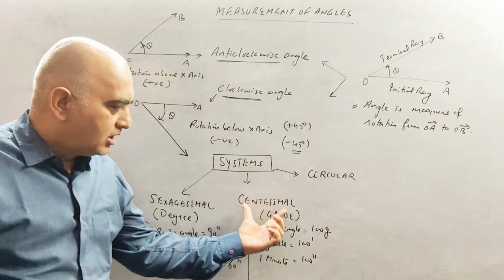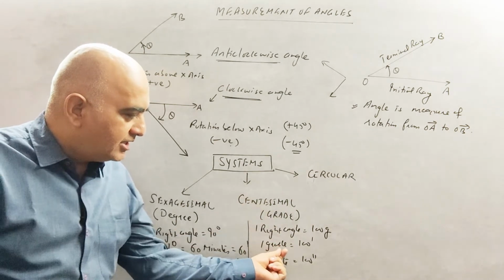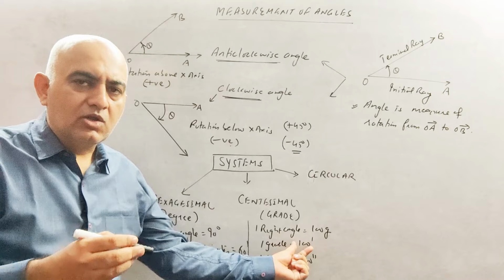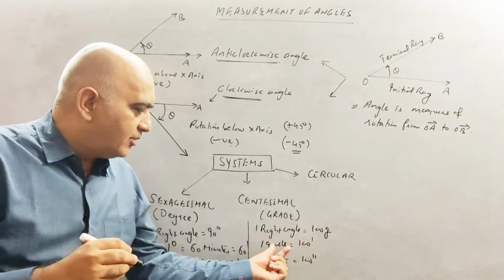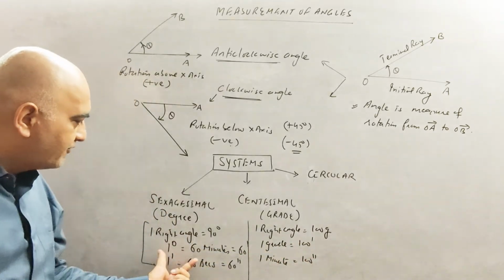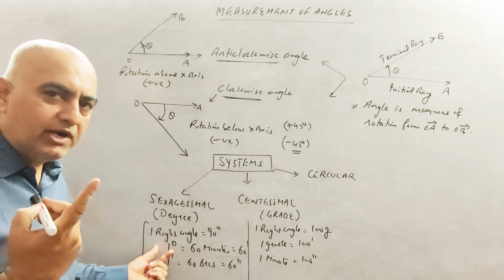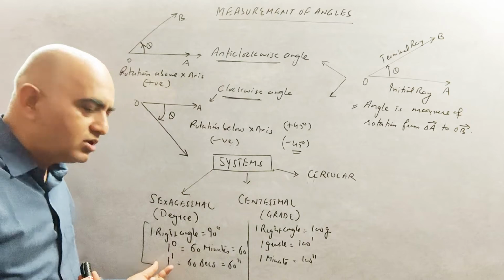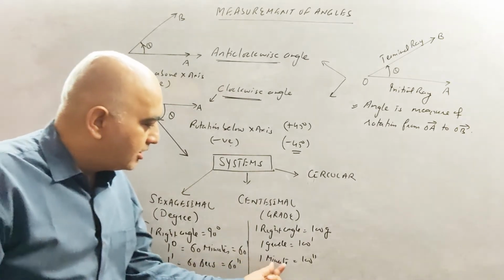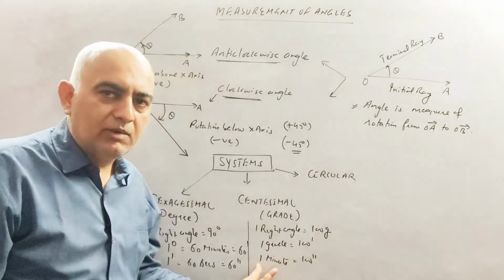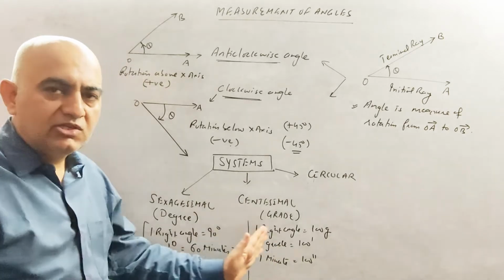In the centesimal system, one grade is equal to 100 minutes. When the clock completes 100 minutes, that becomes one grade. But in the sexagesimal system, 60 minutes indicate 1 degree, and here 60 seconds denote 1 minute, and here 100 seconds denote 1 minute. It is the difference between these two systems.